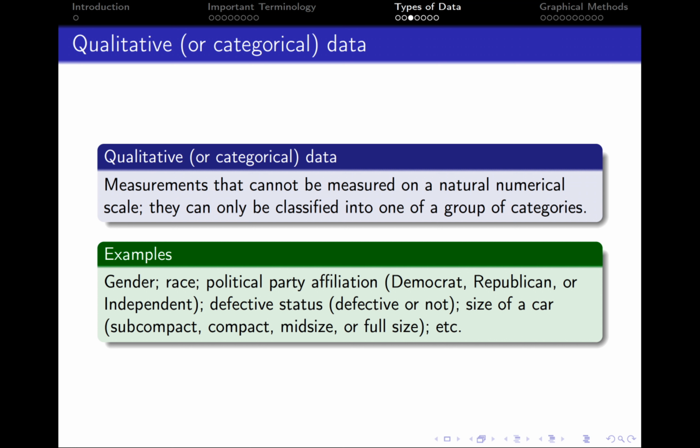The same with political party affiliation. It cannot be calculated. People can only be split, like in this example, into three groups: Democrat, Republican, and Independent. Defective status, right? We cannot calculate it, but we can say whether the item is defective or not. Size of a car, whether it is subcompact, compact, mid-size, or full size, and some other examples.